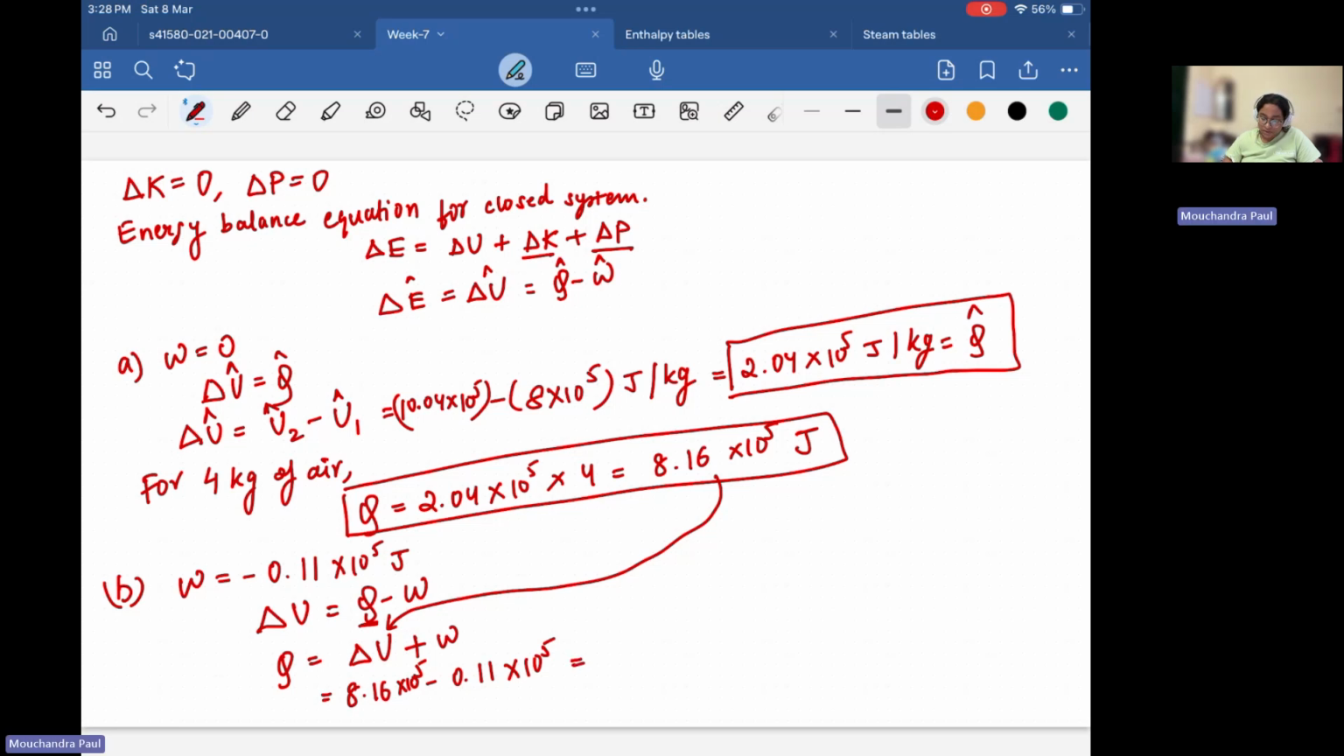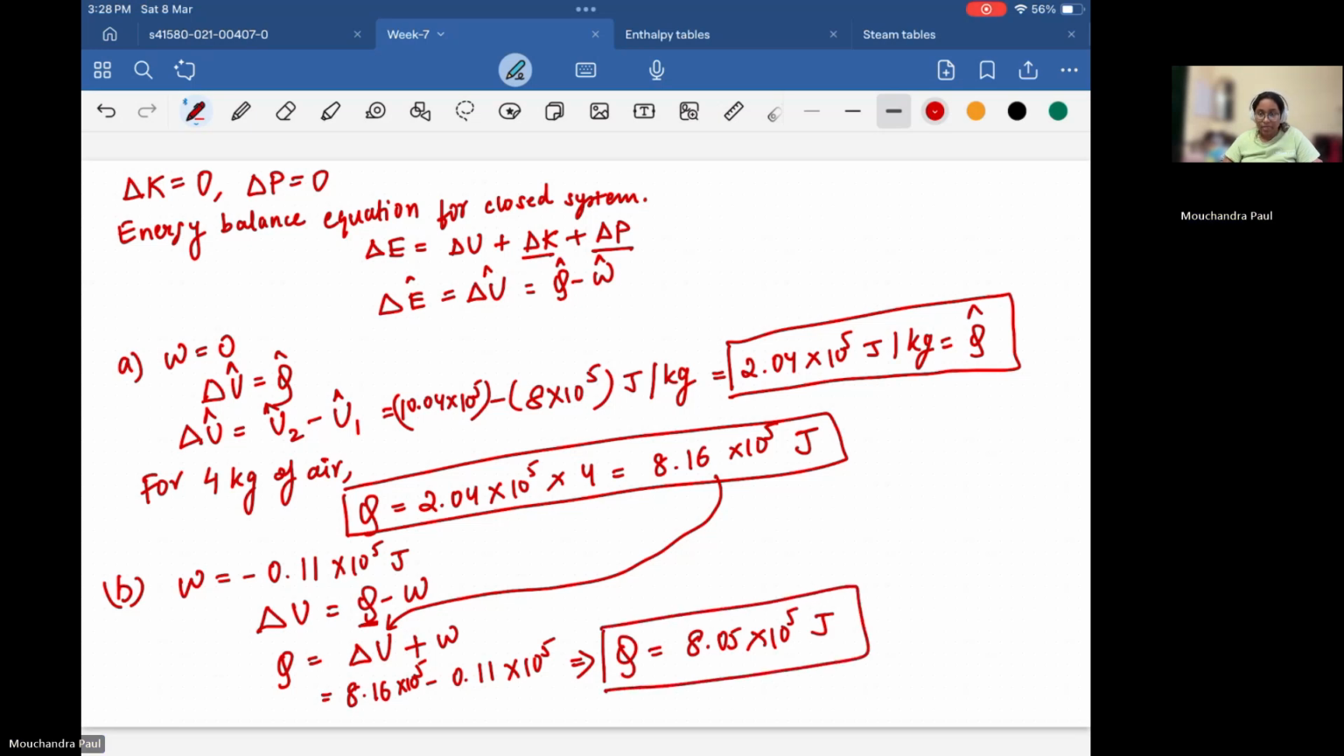So what is the final value of Q? It will be 8.05 to 10 to the power 5 joule. Okay. So here, did you understand why Q in part A was taken as a change in the internal energy?